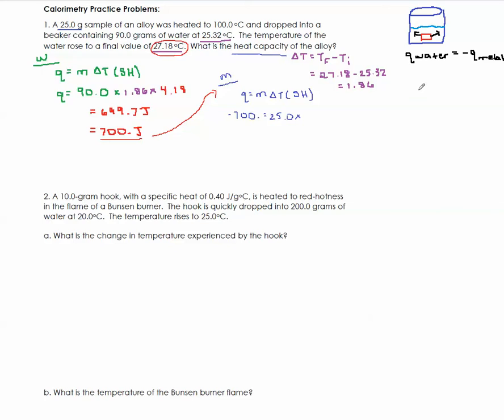So for here, this is going to be my final, so delta T. My final temperature is 27.18. My initial temperature of the metal was 100.0 degrees Celsius. And so what I get for a change in temperature here is negative 72.82. Okay, and that's degrees Celsius, so I'm going to plug that in here.